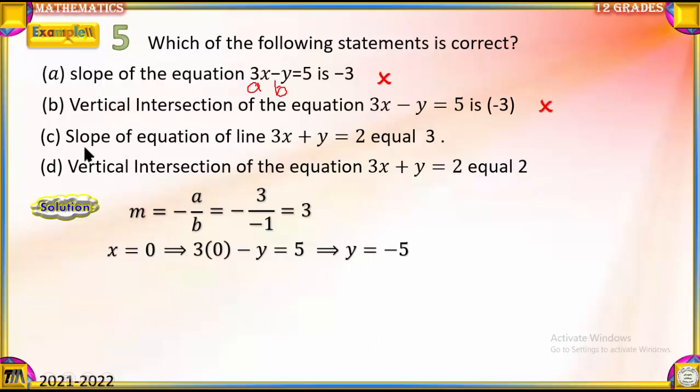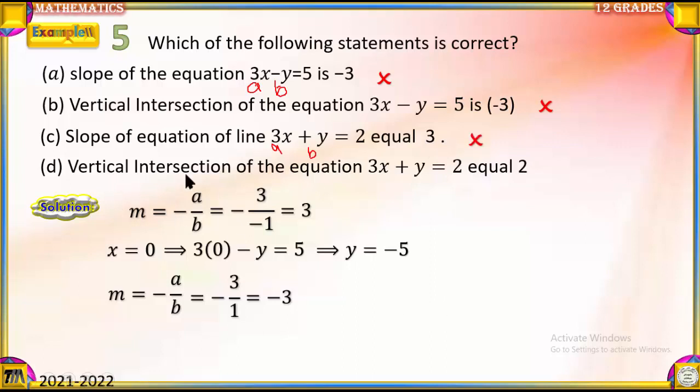C. The slope of the line 3x plus y equals 3 is 3. m equals minus a over b. Here a is 3 and b is 1. Then it equals minus 3 over 1, which is minus 3. The slope of this line is minus 3, not 3. That means C is not correct.